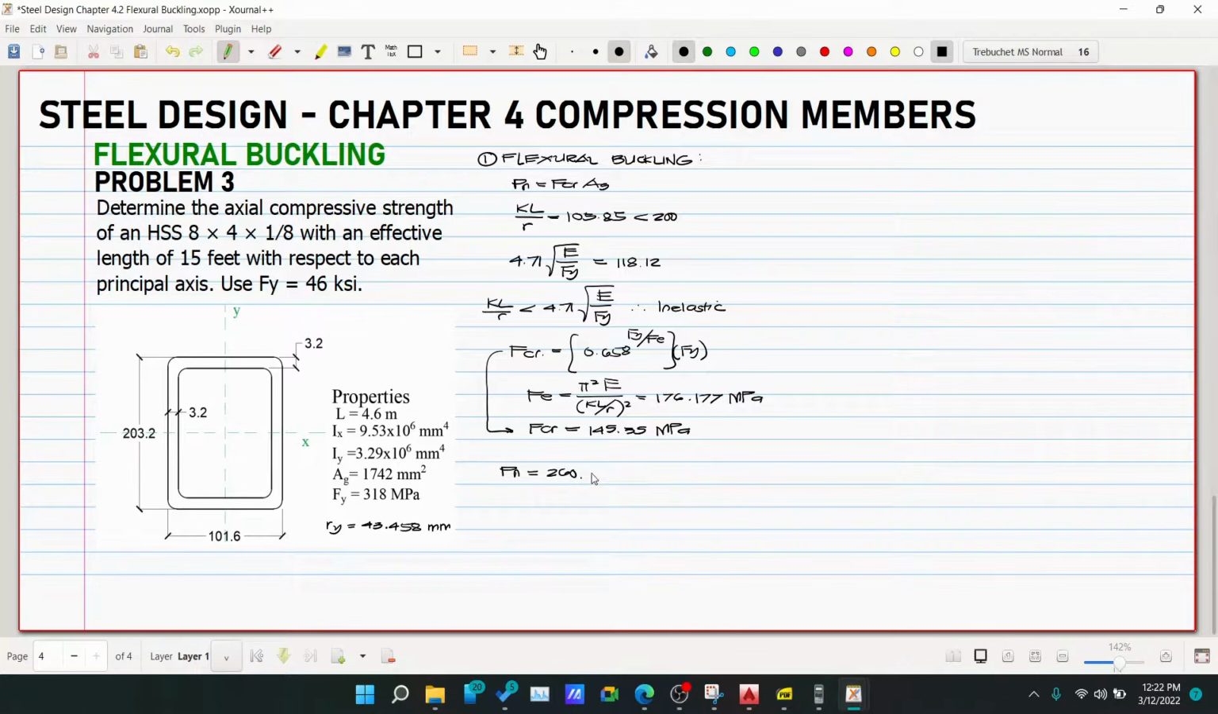So, 260.24 kilonewton. So, shade muna natin ng ganitong kulay kasi hindi pa naman tayo sure kung sino yung mag-govern na nominal compressive strength kasi sa flexural buckling pa lang tayo. Okay? So, check natin naman sa local buckling.